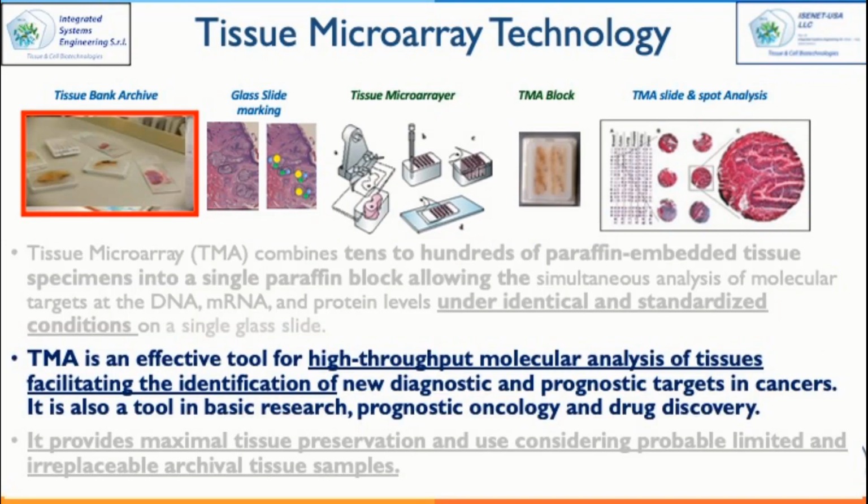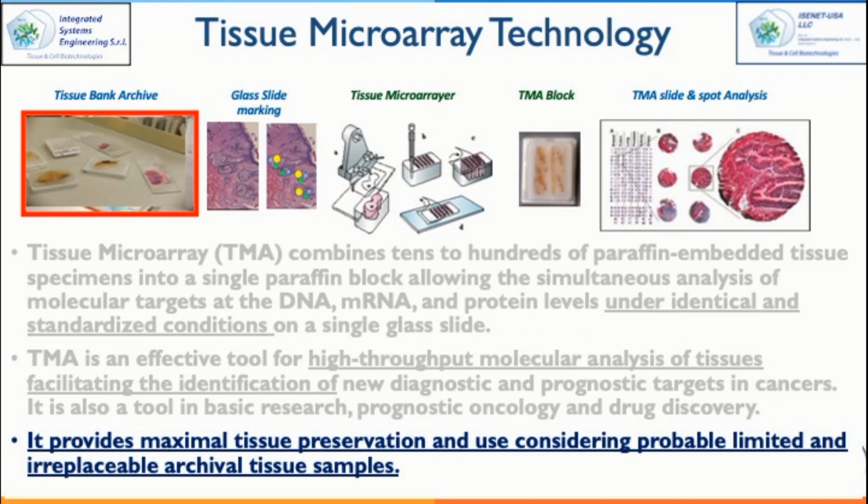glass slide. TMA is an effective tool for high-throughput molecular analysis of tissues, facilitating the identification of new diagnostic and prognostic targets in cancer. It is also a tool in basic research, prognostic oncology, and drug discovery. It provides maximal tissue preservation and use, considering probable limited and irreplaceable archival tissue samples.